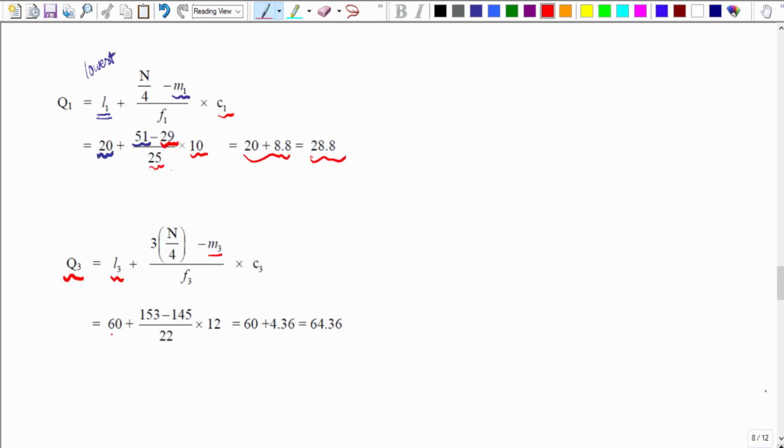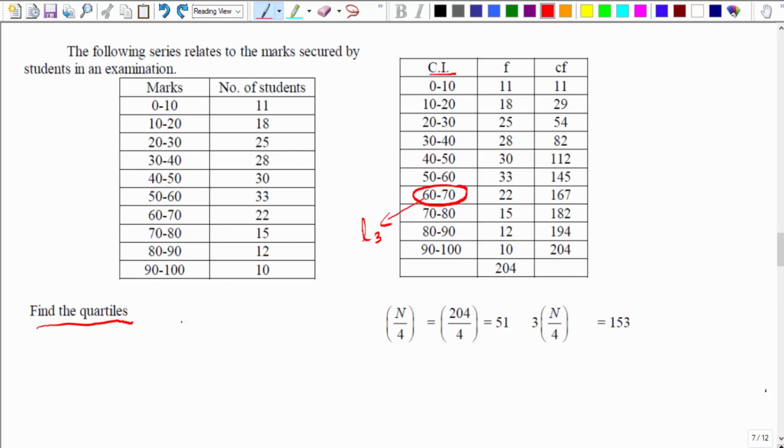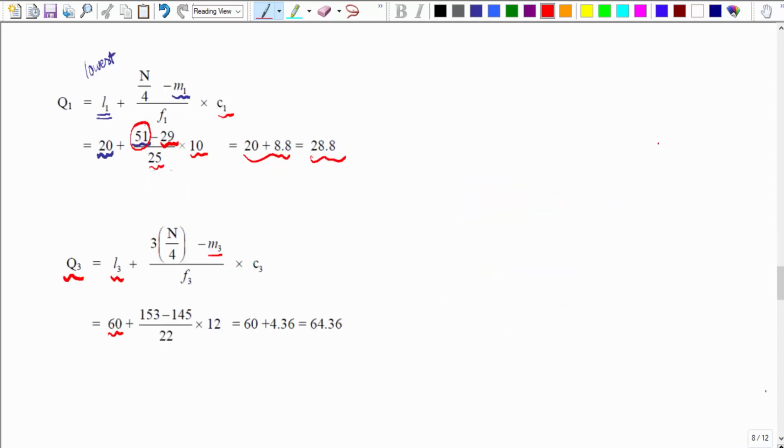So here we'll write L3 is 60 plus 3 into n divided by 4. N by 4 we know already, we have done. N by 4 is 51. So 51 into 3 we will get 153. So that part is taken care of. The next is minus M3. What is M3? We know this is our quartile 3 class, from here till here. The cumulative frequency which is preceding your quartile 3 class. What is the cumulative frequency that precedes my quartile 3 class? It is 145. So here we'll write M3 is 145.